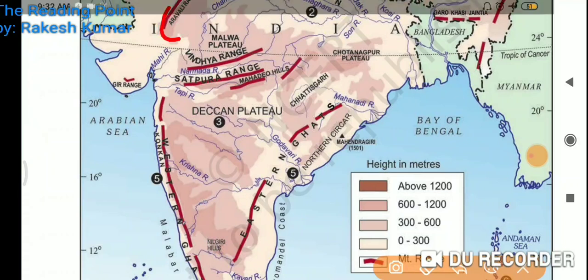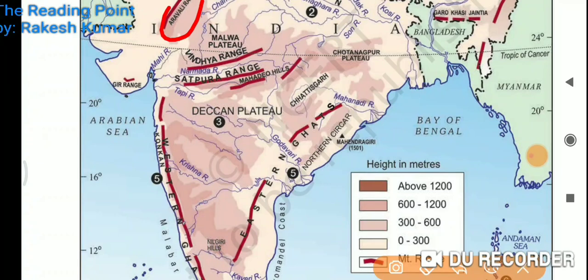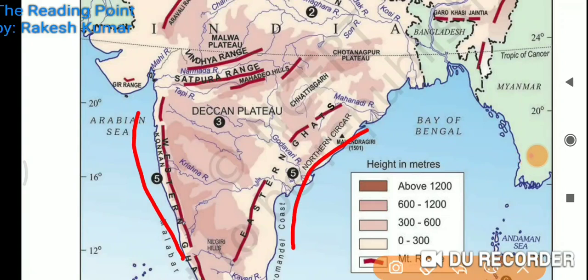In the north, the Aravali ranges, the Vindhya and the Satpura, and the Rajmahal hills are also here, and the Malwa Plateau are here. The Western Ghat and the Eastern Ghat are also responsible for making these ranges.